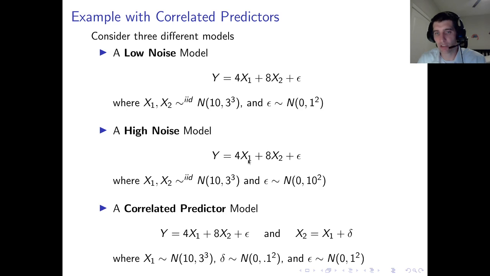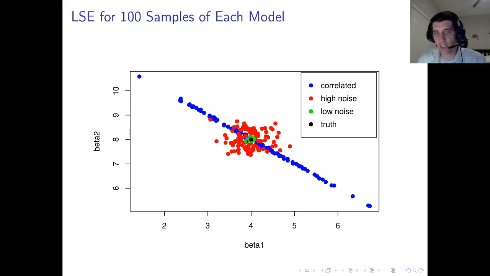Come up with beta 1 and beta 2, the estimates of this 4 and 8 term. That's what I'm plotting here: the least squares estimates of the 4 and the 8 term for the three different models. So I have the truth, 4, 8. The green points give the 100 estimates for the low noise model. The red points give the 100 estimates for the high noise model. And then the blue points give the 100 estimates for the correlated model, where x1 and x2 are related.